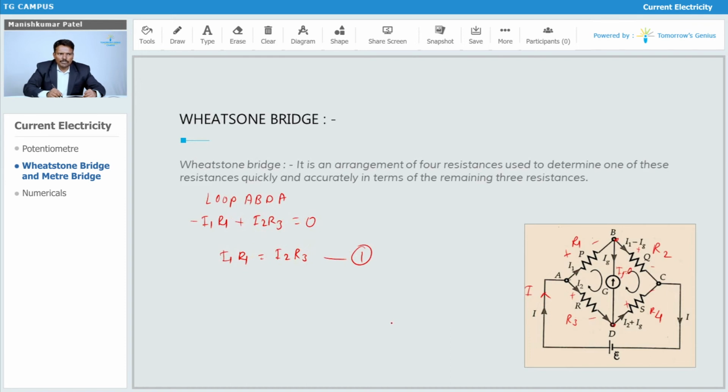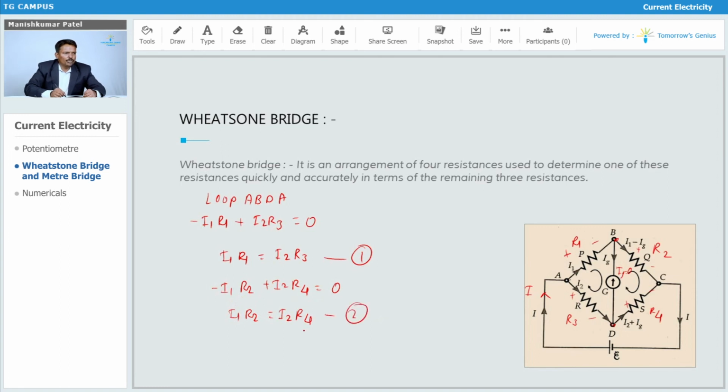Now similarly for the second case, obviously there is no flow, Ig is 0. So similarly that is minus I1 R2 plus I2 R4 is equal to 0. So I1 R2 is equal to I2 R4. That is your second equation.